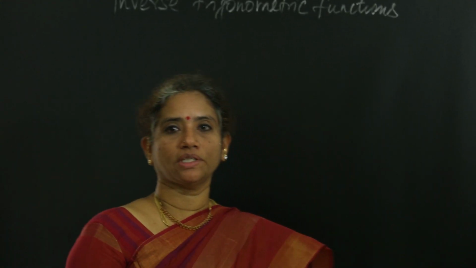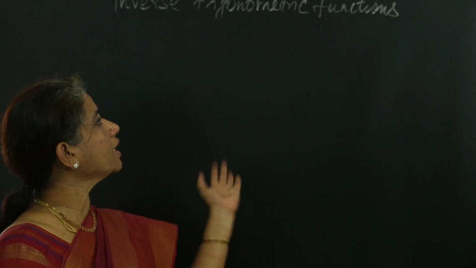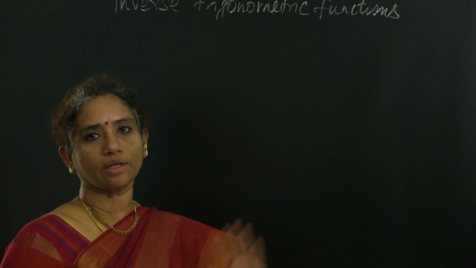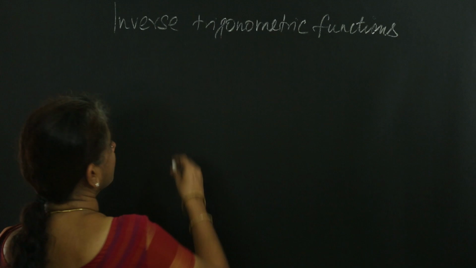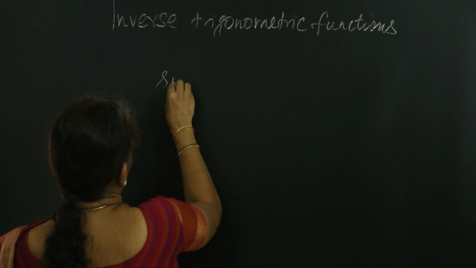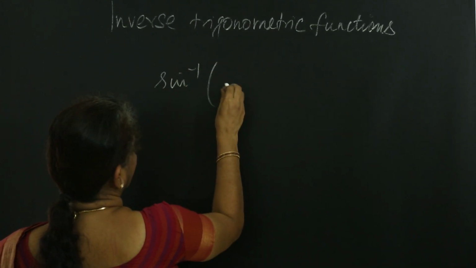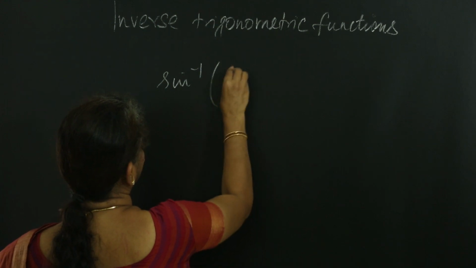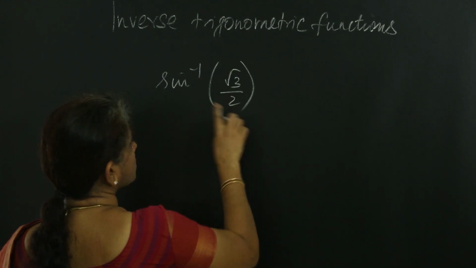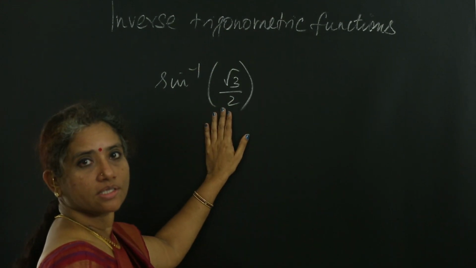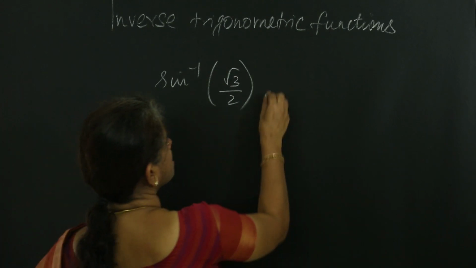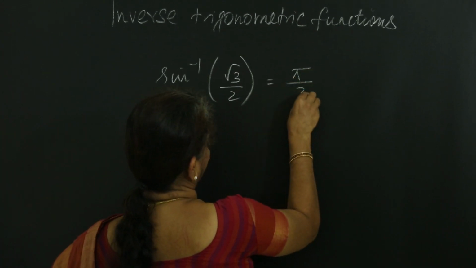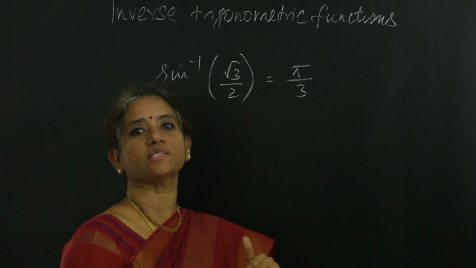The domain and range of the inverse trigonometric functions. We are going to find the values for a few of the inverse trigonometric functions. Now, if you want to find sine inverse of root 3 by 2, all of us know sine inverse of root 3 by 2 is 60 degrees. So, this is nothing but pi by 3. Always have the habit of writing it as pi by 3.